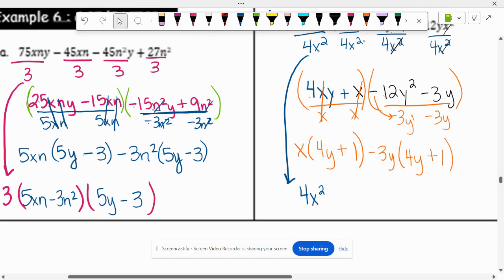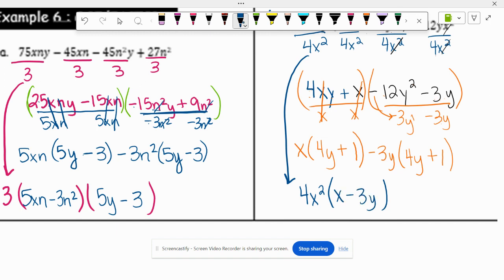So, first parenthesis, GCF plus GCF. What's going to go in that first binomial? X minus 3y. Times the twin. What's in my second binomial? 4y plus 1.